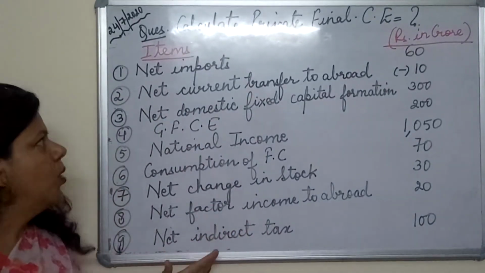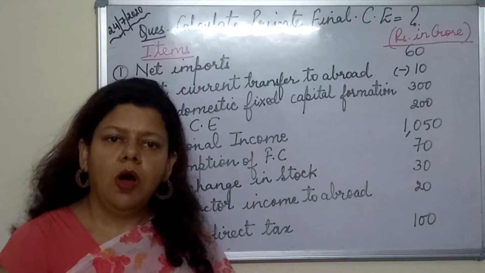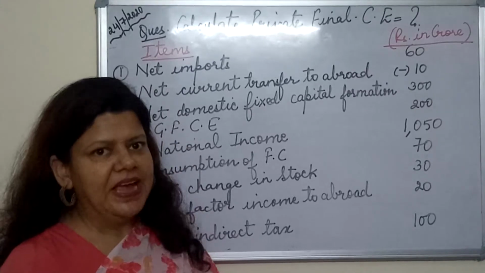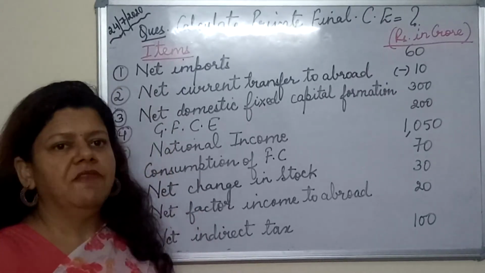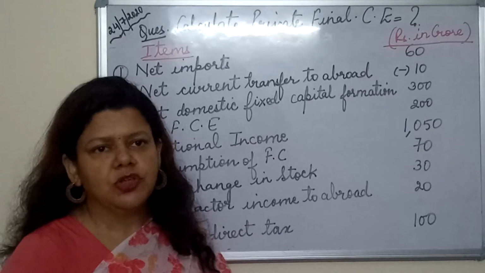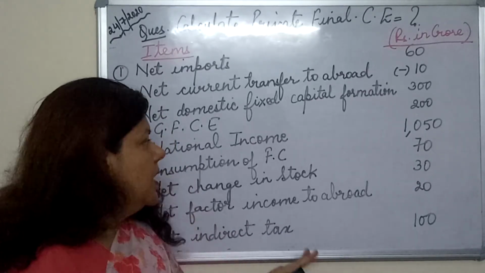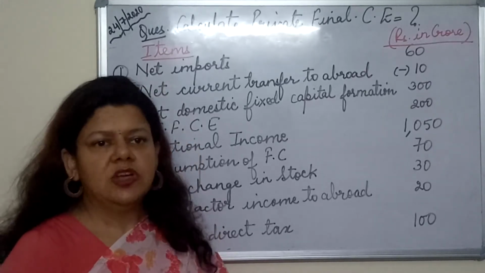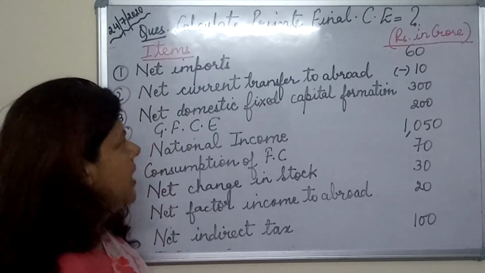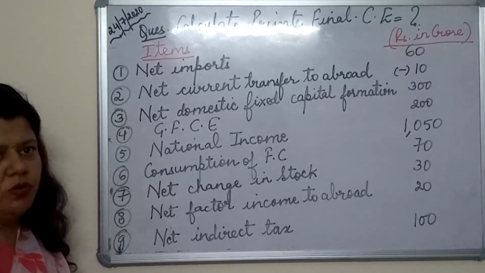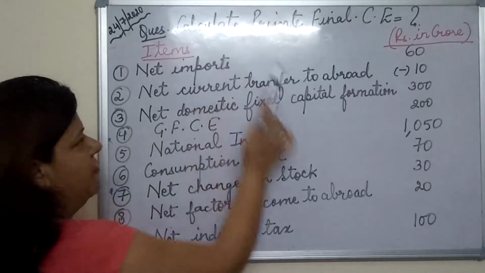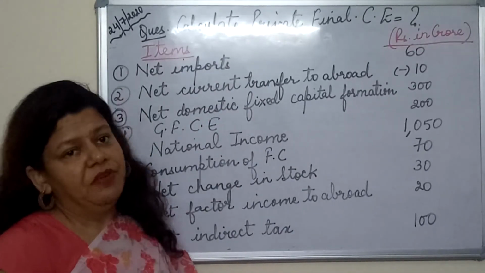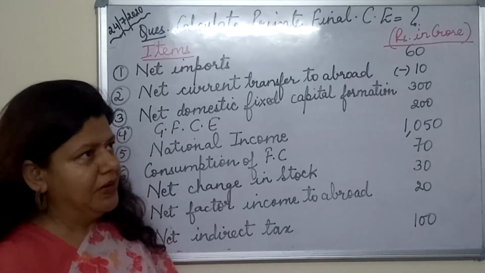We are today here with the numerical portion of expenditure method. That is, we are calculating national income by expenditure method. Yesterday, we did the simple numericals related to the expenditure method, but this type of numerical can also come when we are calculating national income by expenditure method. Now, in this question, what you have to calculate is private final consumption expenditure. This is a head of the formula when we calculate national income by expenditure method.